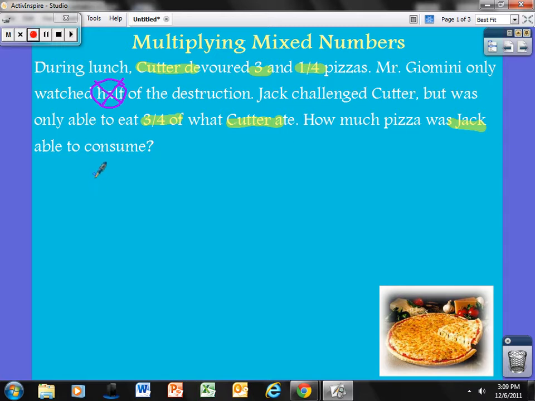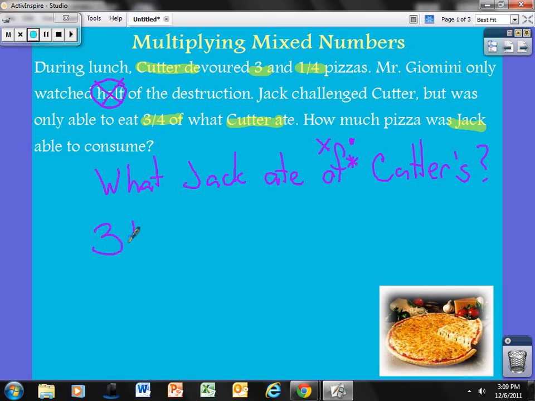So I'm trying to figure out what Jack ate of Cutter's. Now, because of that "of," we should remember from our pre-algebra unit, of means to multiply, times, however you want to write it. So I'm thinking he ate 3/4 of Cutter's. So Cutter ate 3 1/4 times 3/4.